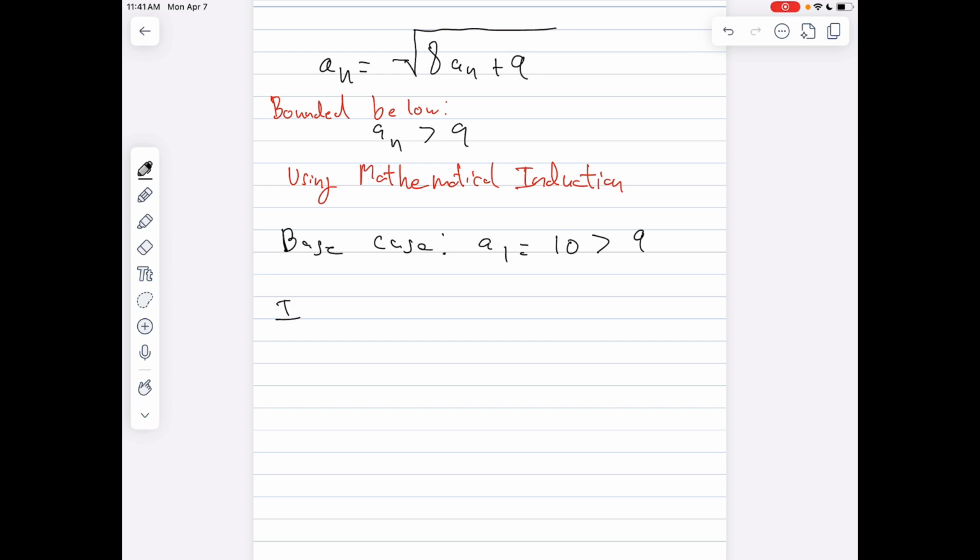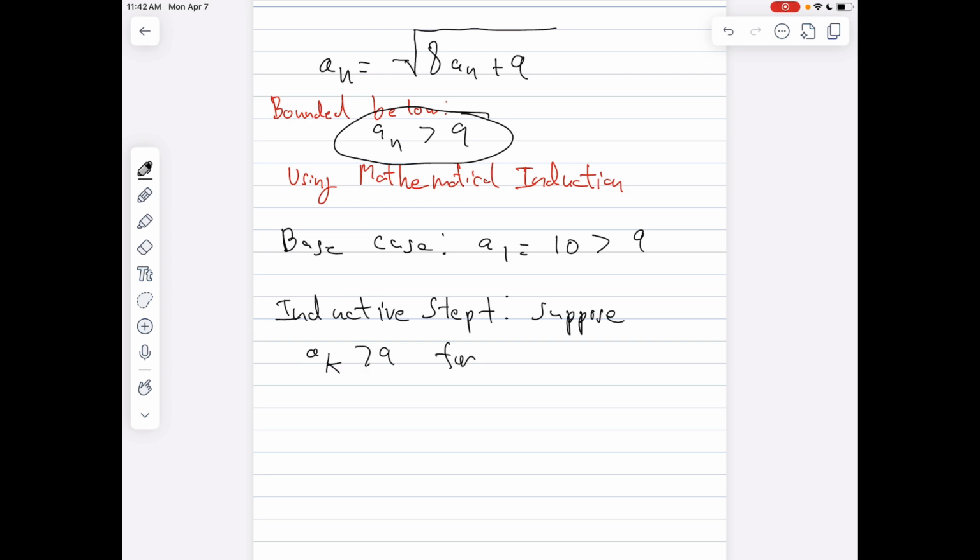And then we have our inductive step. Again, just as a reminder, we're trying to prove that it's bounded below, so the terms in your sequence are greater than 9. And the inductive step here is that you're going to suppose that a sub k is greater than 9 for a positive integer k. And you want to prove that a sub k plus 1 is greater than 9. So that's what we're trying to prove.